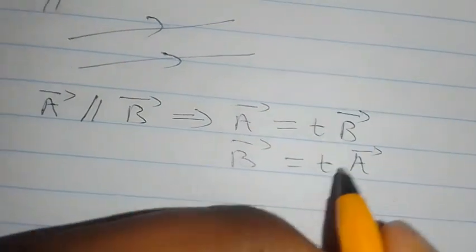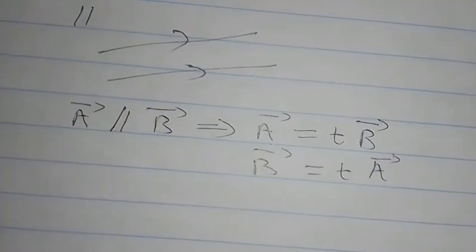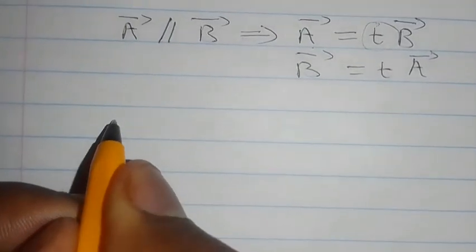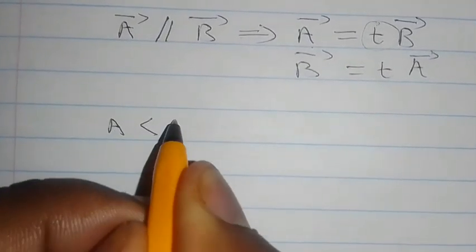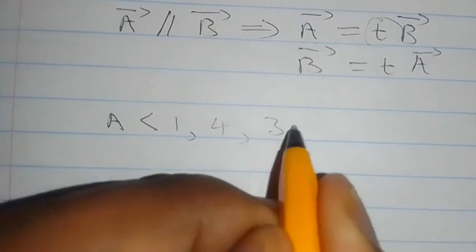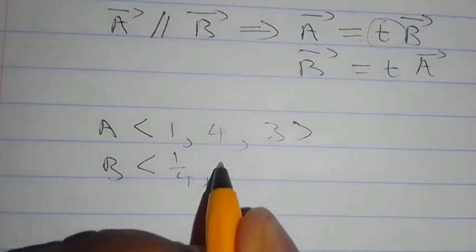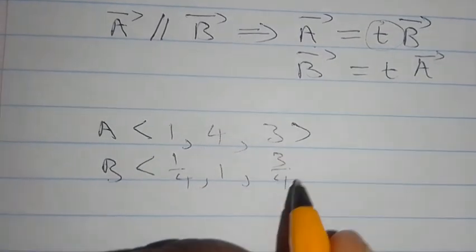And keep in mind, I'm not saying these are the same thing. I'm just saying you multiply some number with that. So now let's look at vector A, which is given by 1, 4, and 3, and vector B given by 1 over 4, 1, and 3 over 4. Are these vectors parallel? Let's see. If they are parallel, that means we can extract some number there.